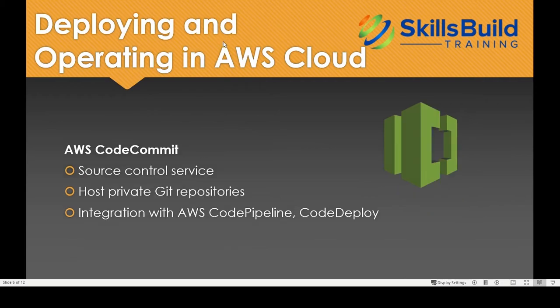Next, we will move to AWS CodeCommit. AWS CodeCommit is a fully managed source control service that makes it easy for companies to host secure and highly scalable private Git repositories. CodeCommit integrates with AWS CodePipeline and AWS CodeDeploy to streamline your development and release process, and we will explain these two as well now.